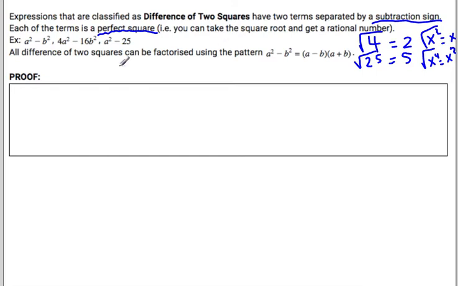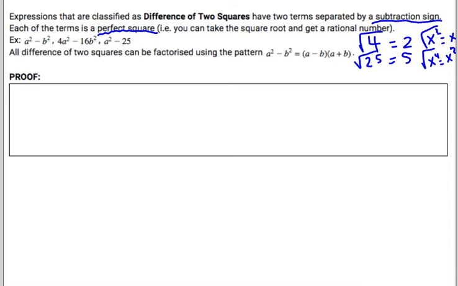If you look at the examples here, I have a squared minus b squared. A squared is a perfect square, I can take the square root and get a. B squared is a perfect square, I can take the square root and get b. And there's a subtraction sign here. In the next example, I have 4a squared. My coefficient is a perfect square, 4, and a squared is a perfect square. 16b squared, I have a coefficient that's a perfect square, 16, and my variable is also a perfect square, b squared. It's really important that those are separated by a subtraction sign.